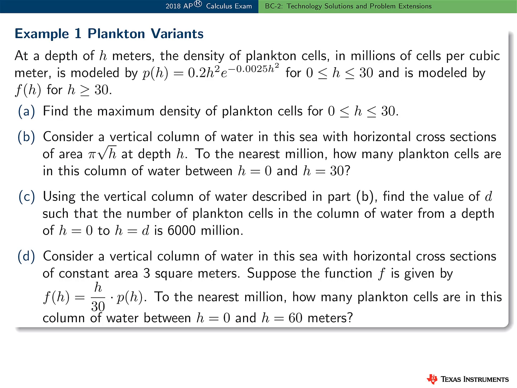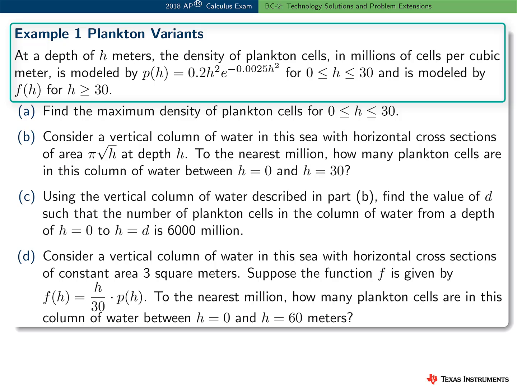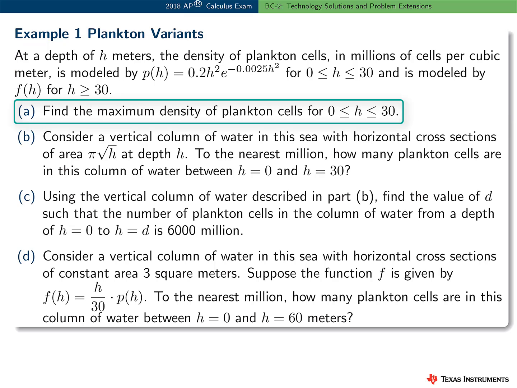The work in Part C is mostly conceptual, and there isn't much that a graphing calculator can add to the solution. However, here are several related problems that involve technology. Let's suppose the density of plankton is modeled in the same way as given in the free response question, by the functions p and f. First, find the maximum density of plankton cells for h between 0 and 30.